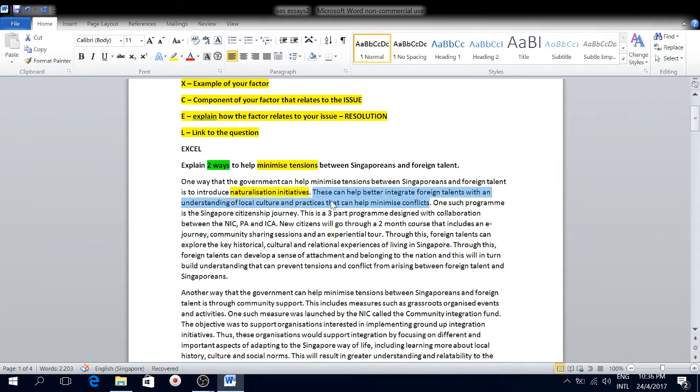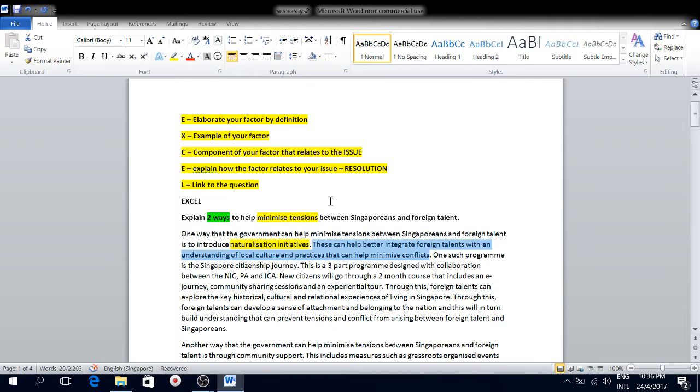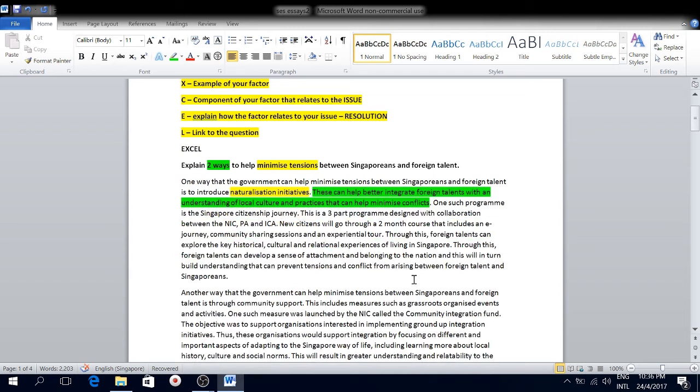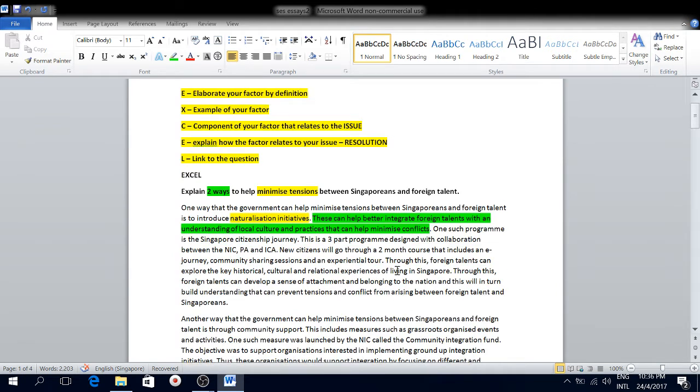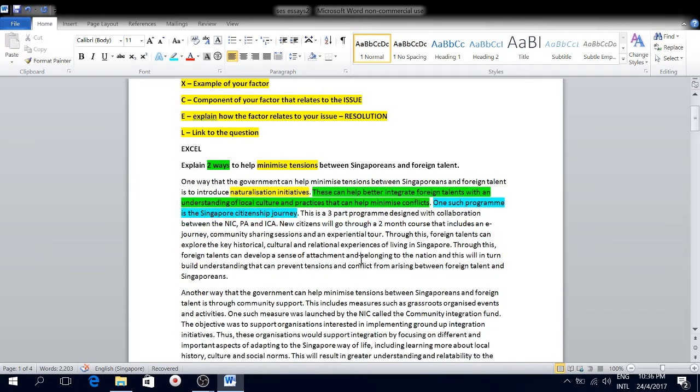Okay, this is not really on the elaborate part, but this is more towards the component, how your component relates to the issue, but for this case I've put it here. Okay, again, next thing, what is the example of this factor? Okay, one such program is the citizenship journey. So here, clear example of what I'm talking about, citizenship journey.